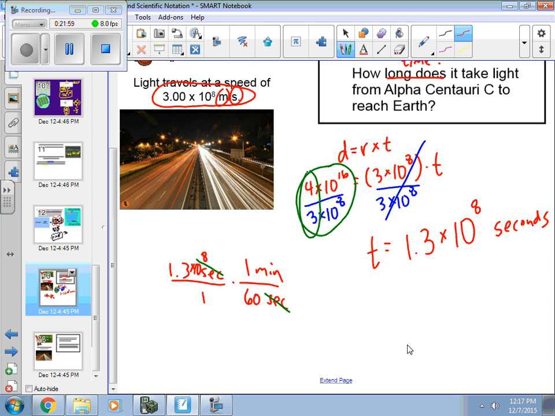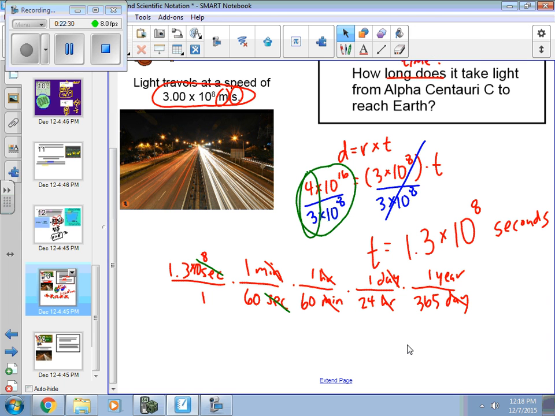Let's keep going. If we go to hours, we know that there are 60 minutes in 1 hour, and let's keep going here. And we know there are 24 hours in 1 day. And let's even go to years. Let's see what this is in years. We know there are about 365 days in 1 year. So a lot of our units are going to cancel here. And if we divide by all these numbers, we should get this into years. So let's keep dividing this number and see what we get.